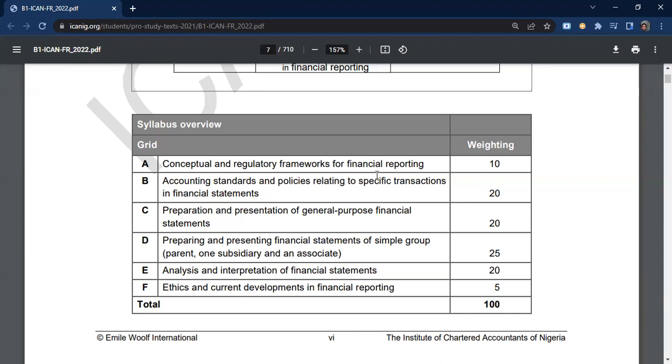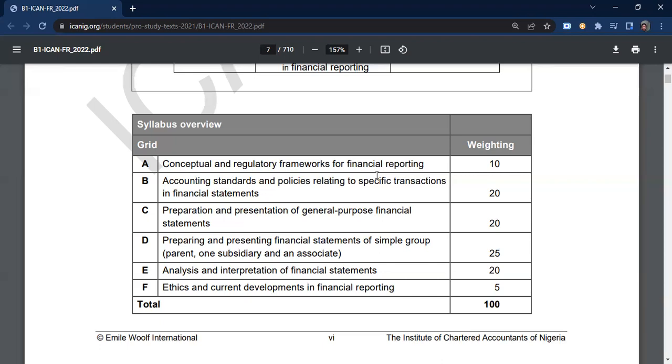What is the role of the Financial Reporting Council in Nigeria? What are their roles and responsibilities? We'll be talking about it in this particular section, section A of the syllabus. We'll be looking at regulation. What is the role of the Financial Reporting Council?